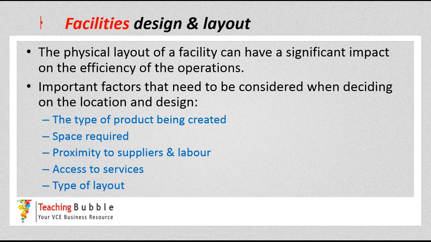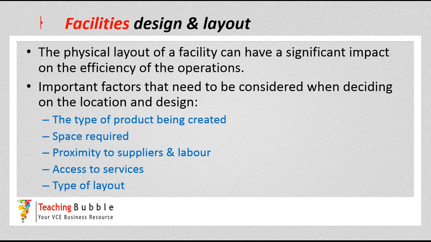So facilities design and layout is looking at how a facility is actually laid out so that it should help work flow efficiently through the operations facility. It's the physical layout of a facility, and it can have a really significant impact on how efficient the operations are. If a product has to go from one side of the plant all the way over to the other, rather than just moving from workstation to workstation, that could slow down the operations system.